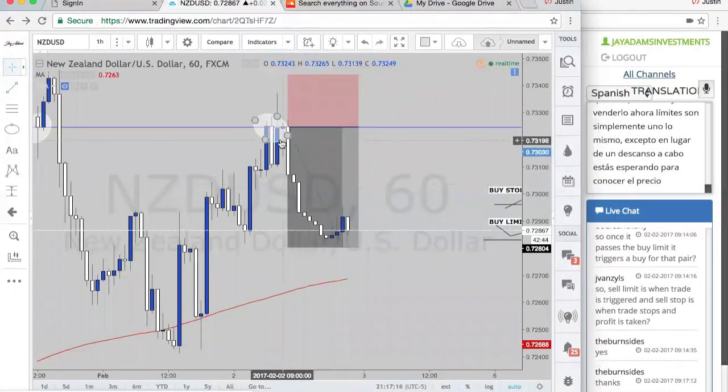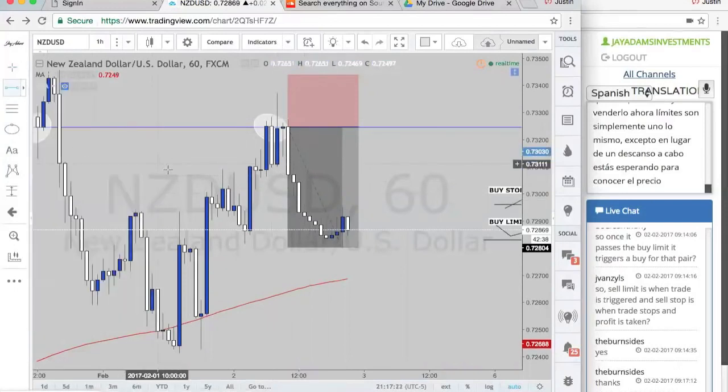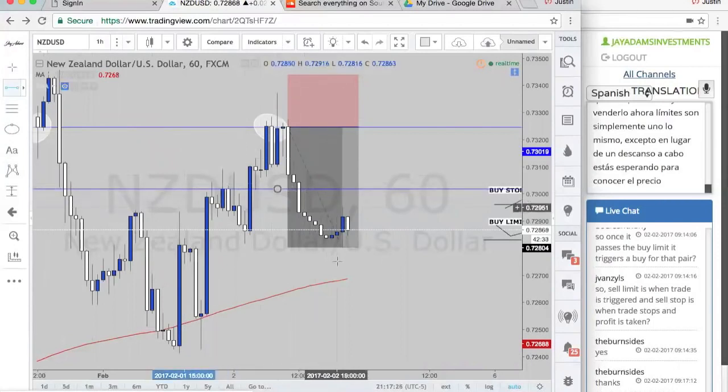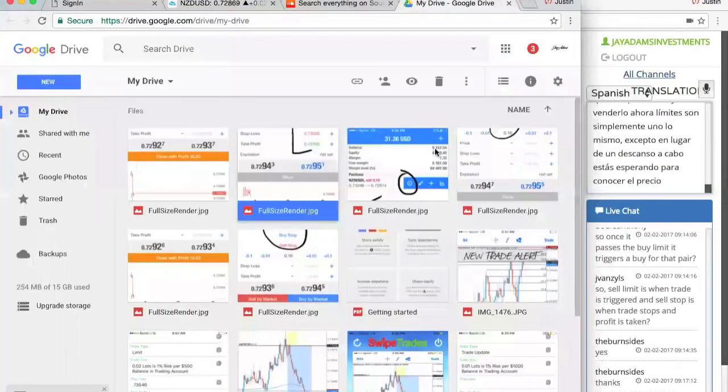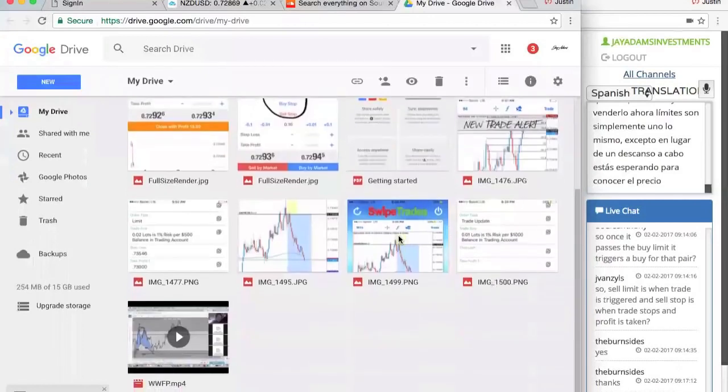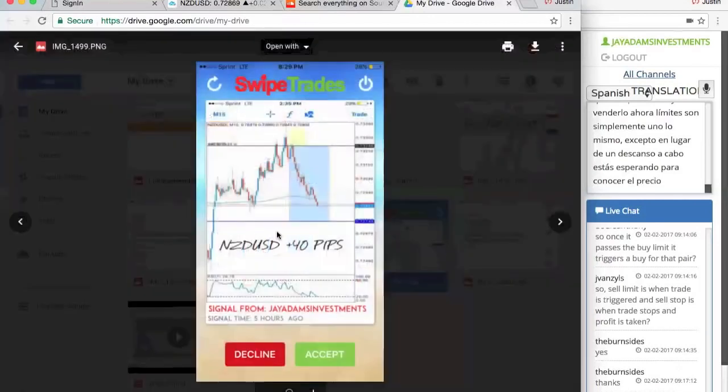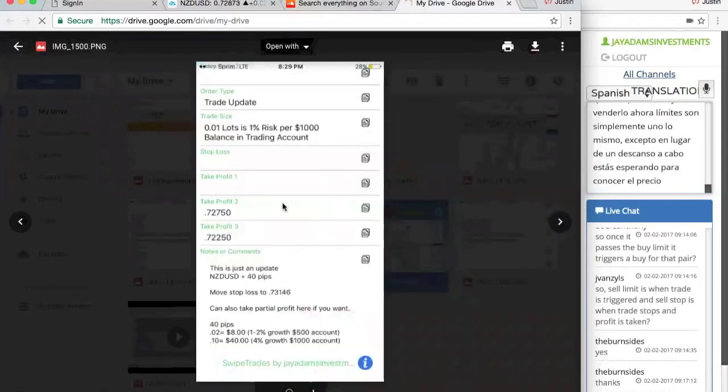So here, how do we solidify partial profits? Well, if my target point was right here, and you're getting a SwipeTrade notice to say it's actually right here. So you get this, NZD/USD plus 40 pips. Okay. Notes, this is just an update. Notice it's an update, not enter trade.